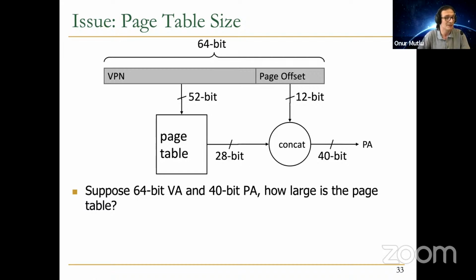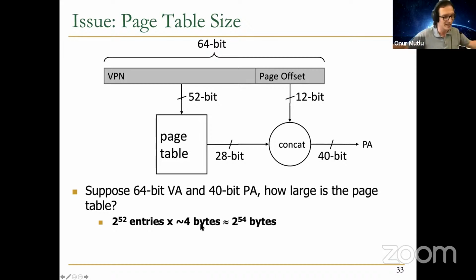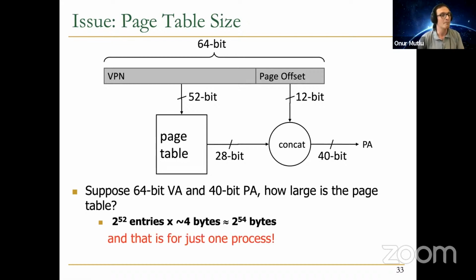How large is the page table? Well, I didn't give you everything over here, but you definitely need to have 2 to the 52 entries. Assume that each page table entry is 4 bytes, which is a stretch because it's actually going to be bigger than 4 bytes, because you need to store some other information than just the physical page number and the valid bit. So 2 to the 54 bytes. That's a lot of memory, right? And that's just for one process.